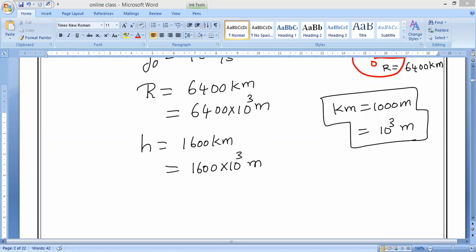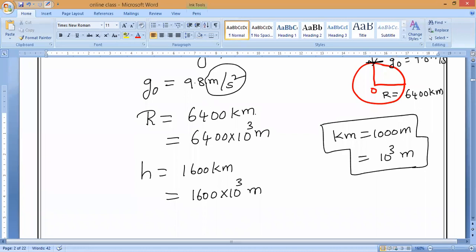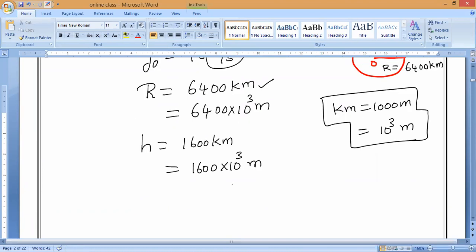Is it yes or no? Yes. So already this is the final unit we want. Now, if we take this in kilometers or in meters, we'll get the same answer. That is not an issue for us because both will get cancelled. So now let us see how it is.